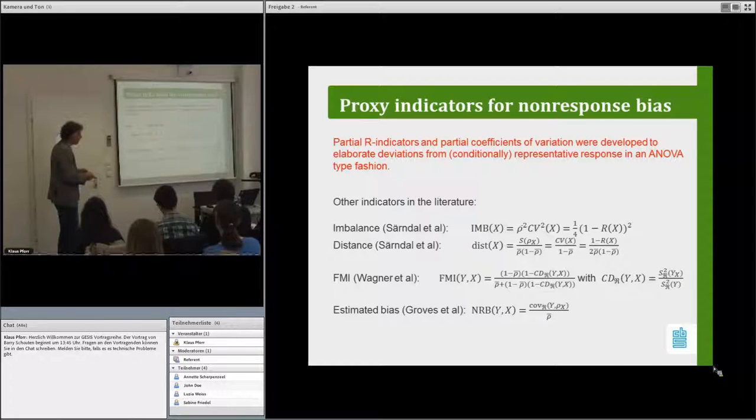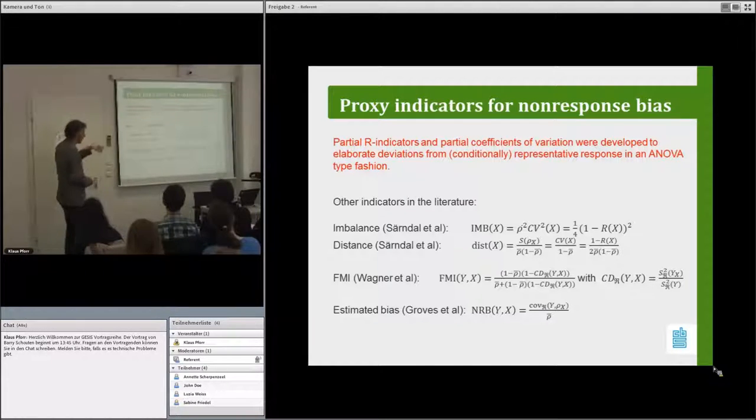Well, anyway. And there's another indicator that's not used so often, but it's the estimated bias based on response. These calligraphic R's over here mean that they are based on response. It's the only thing you can do. So if you like, we can return to the sheet later on.